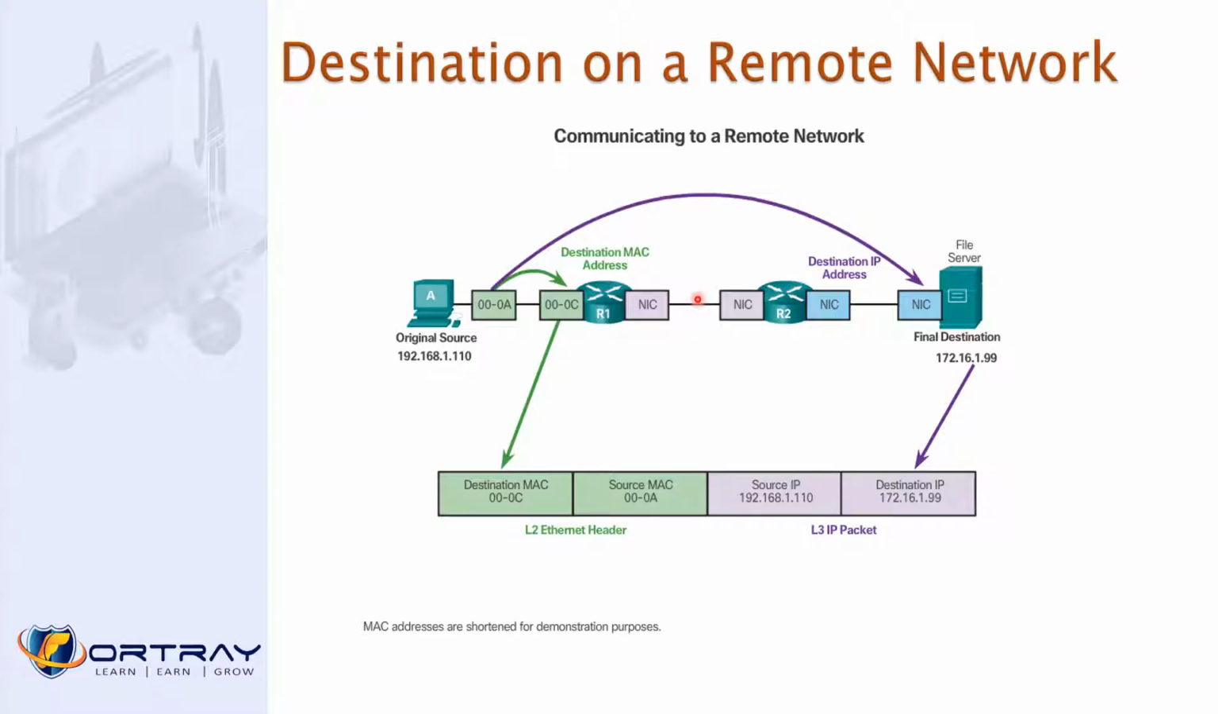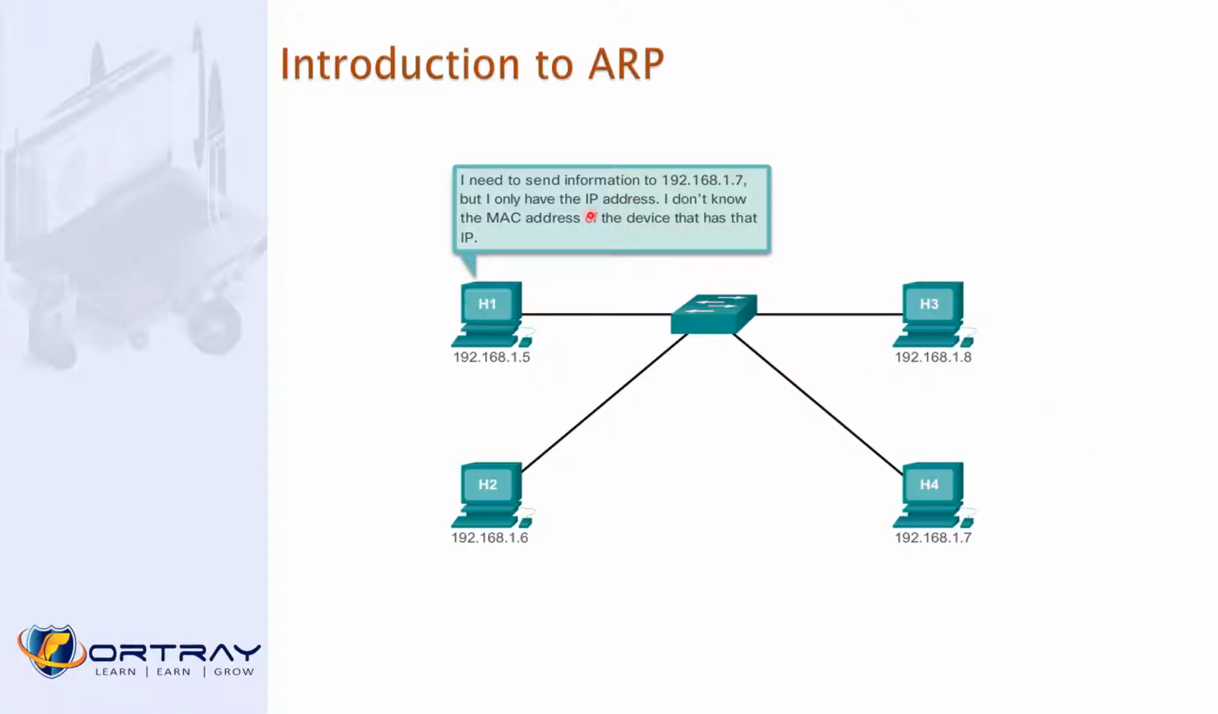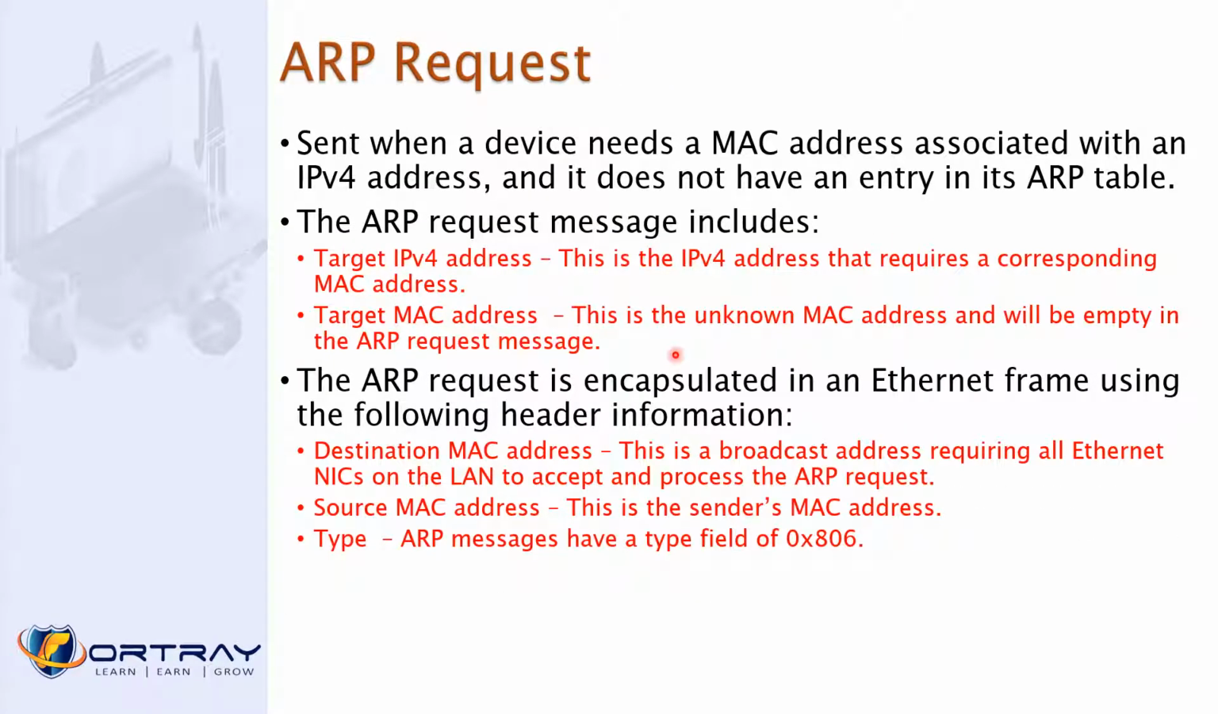So I need to send the packet to this, but I have only the IP. I don't know the MAC address of this machine. The ARP table uses the MAC address that maps to the IP. Okay, that's what we already discussed. And ARP reply. Show ip arp on the Cisco routers. We will do this command later on. arp -a on my computer.